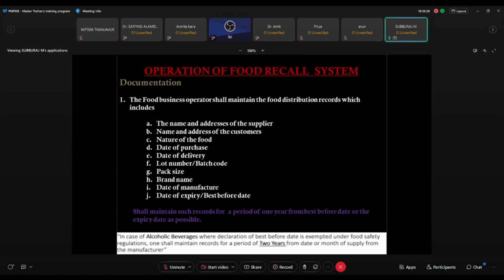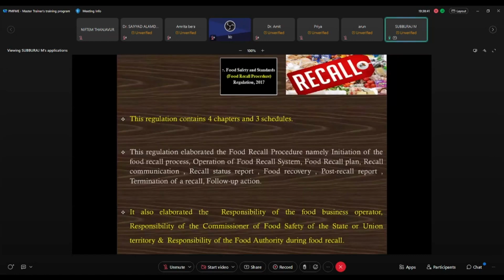Okay, this is the recall regulation I am talking about. The recall regulation contains 4 chapters and 3 schedules. It very clearly tells how we initiate recall procedures, what the process is, what the operation of the recall system is, what the recall plan is, how recall communication should be, recall status, food recovery, post recall, and the termination of the recall, and follow up action. Where you see the food recall plan, if anything has happened, there is a specific format, a clear, well designed format for each and every step in the food recall procedures.